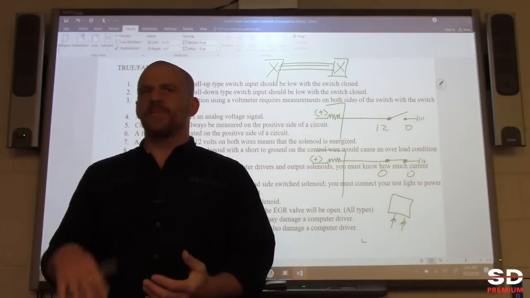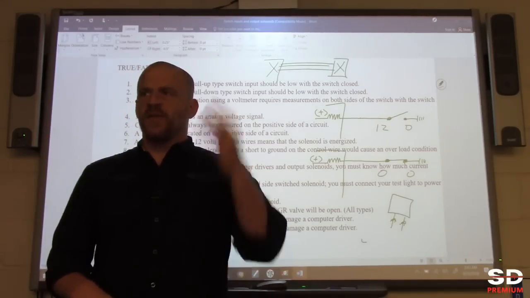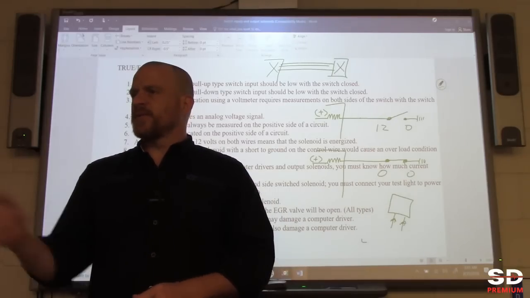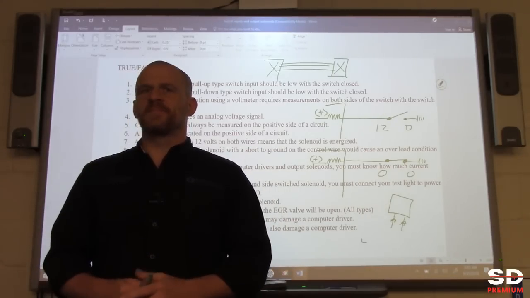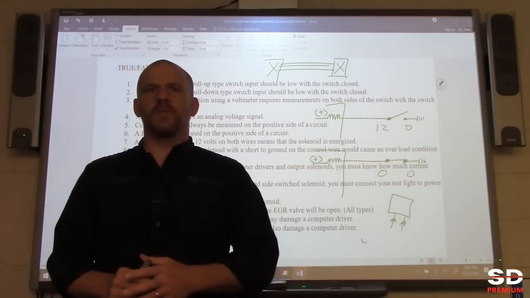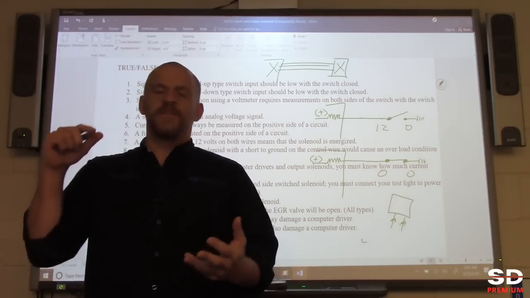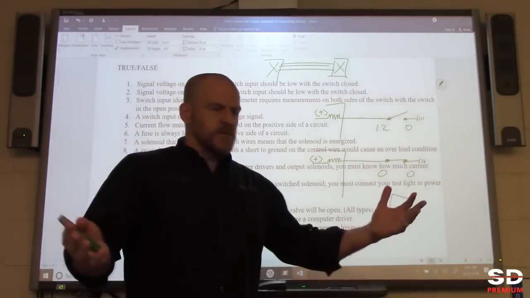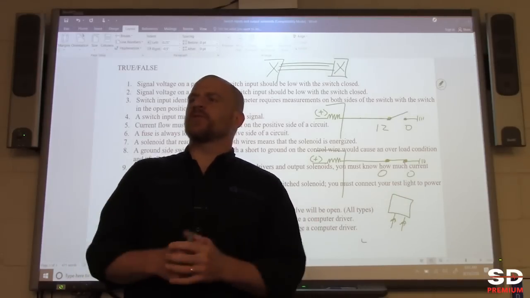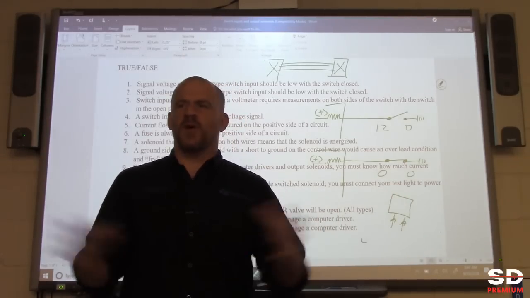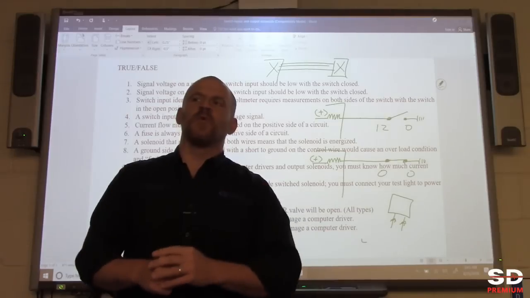Unplug the sensor, check your signal voltage. If it's high, it's a pull down. If it's low, it's a pull up. Okay, that's where we'll be going later. Identifying crank sensors, cam sensors, certain types of mass airflow sensors, digital signals, communication devices, all following the same rule.